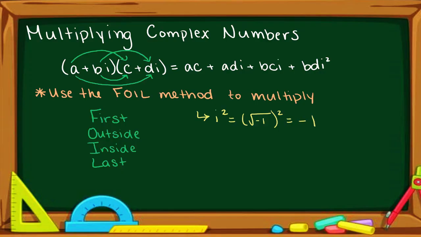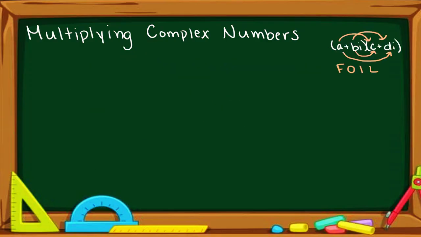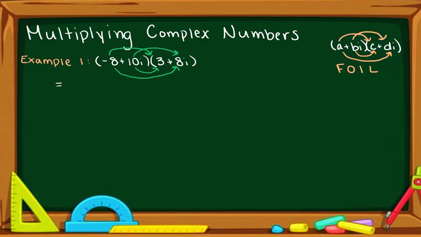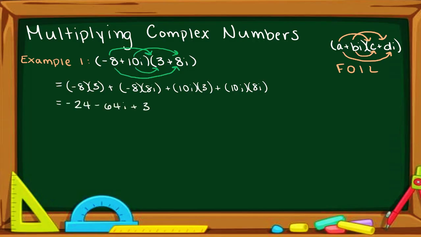Now that we know how to multiply complex numbers using the FOIL method, let's look at a couple examples. First, we have negative 8 plus 10i times 3 plus 8i. We'll multiply first, outside, inside, and last. That gives us negative 8 times 3 plus negative 8 times 8i plus 10i times 3 plus 10i times 8i. This equals negative 24 minus 64i plus 30i plus 80i squared. Remember, i squared is the same as negative 1, so 80i squared becomes negative 80.